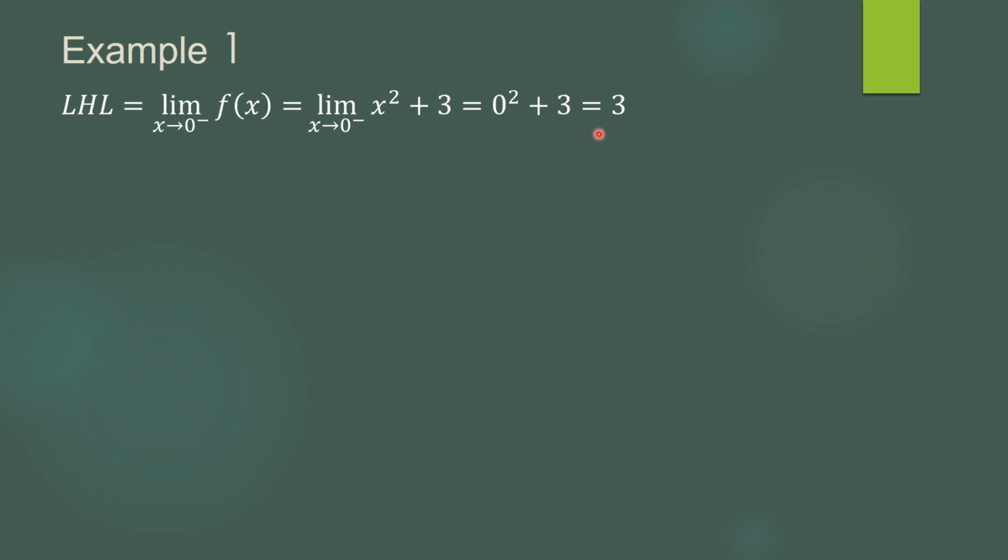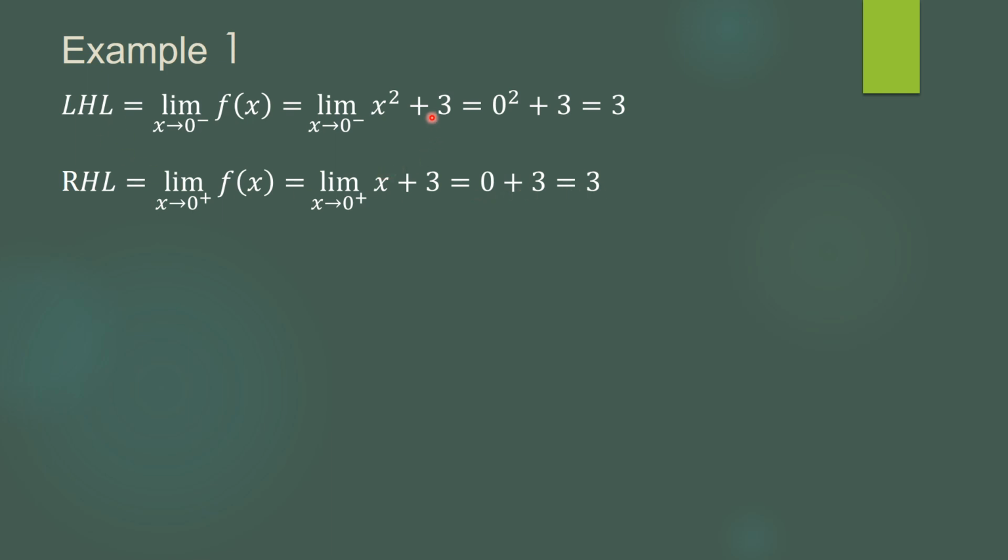Now in the same way we will calculate the right hand limit. For the right hand limit, limit x tends to 0 plus of f of x. We have to select the function which is given for x greater than 0, and that function was x plus 3. So it will be limit x tends to 0 plus of x plus 3. Replace x as 0. So what we get, 0 plus 3 is 3.